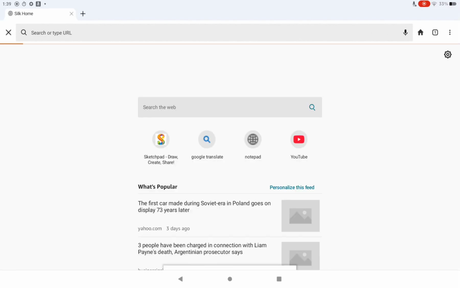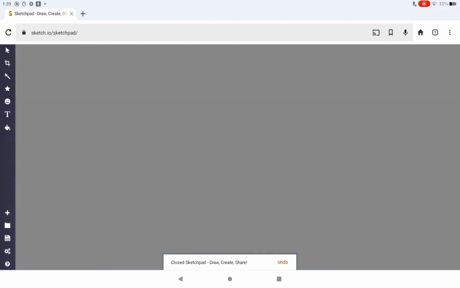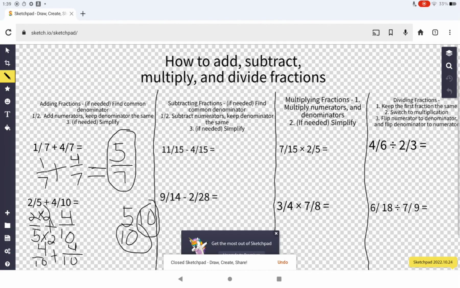I have to get out of here for a second so that hopefully it saves. Okay, yes it did. So we have 4/10 plus 4/10. Like we said, we just add the numerators and keep the denominators the same. So 4 plus 4 is 8, and we keep the denominator 10 the same.